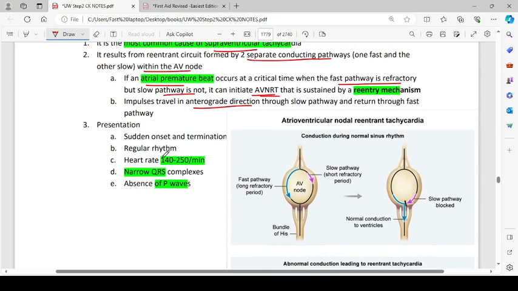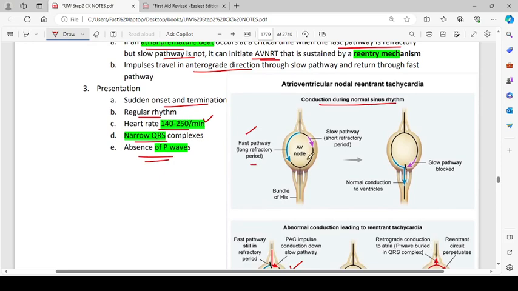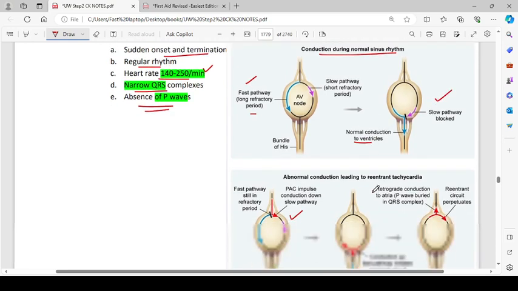Presentation is sudden onset and termination, regular rhythm, heart rate of 140 to 250 per minute, narrow QRS complex, and absence of P waves. So conduction during the normal sinus rhythm: this is the fast pathway with a long refractory period and the slow pathway with a short refractory period. And this is the bundle of His. So like this, the slow pathway is blocked and there is normal conduction to the ventricles.